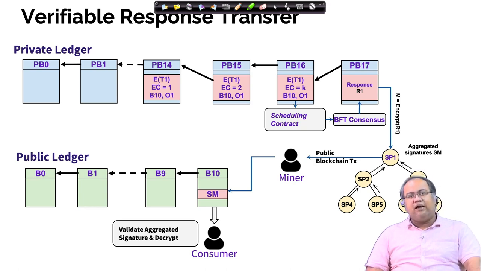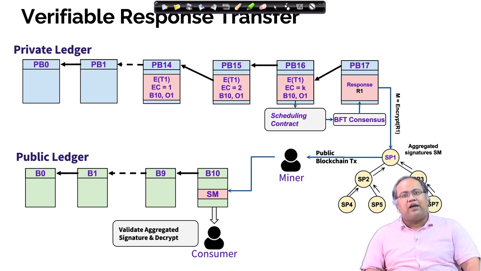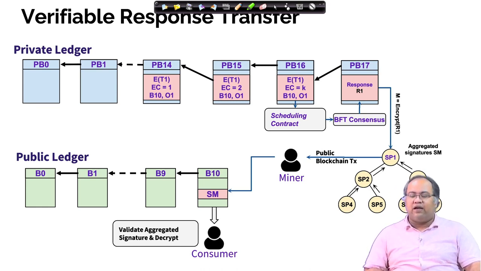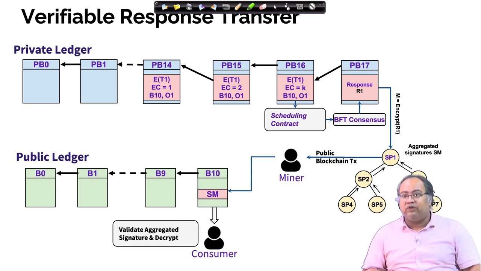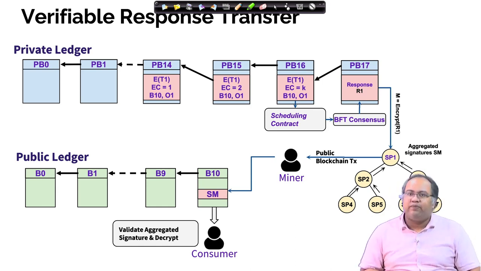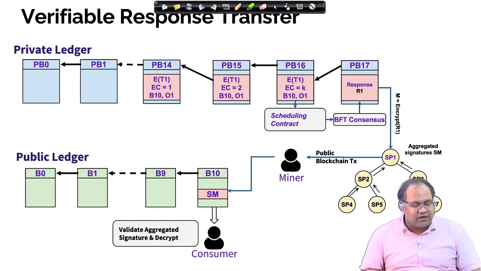So, this is the way we implement the verifiable response transfer, where the procedure goes through this multi-signature generation and multi-signature collection mechanism, through which we ensure that the information is securely transferred from the service provider to the consortium, to the consumers, and the information is actually transferred from the private blockchain network to the public blockchain network.